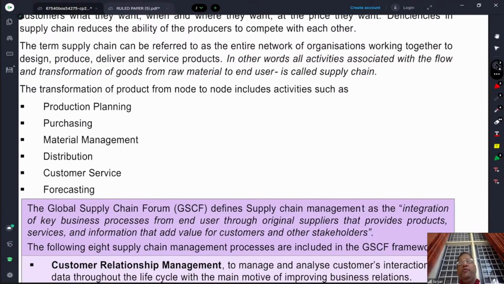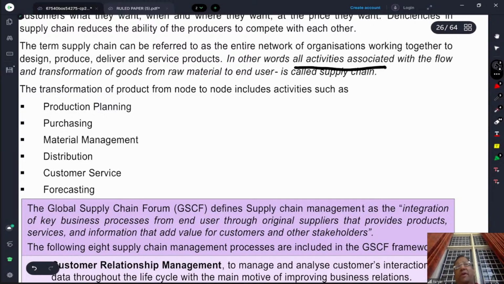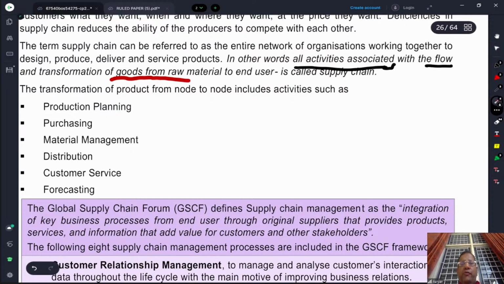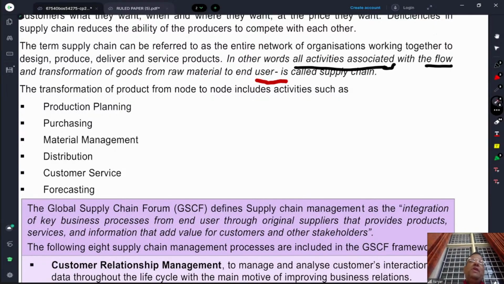In very simple words, on page number 26, it has been given: all activities, do not name them, all the activities which are associated with the flow and transformation of goods from raw material to end user are called supply chain. You can give them names: the supplier, the manufacturer, the warehouse keeper, or the distribution center. It doesn't matter. All the activities that are associated with the flow and transformation of raw material to finished goods to the ultimate end user are known as supply chain management.